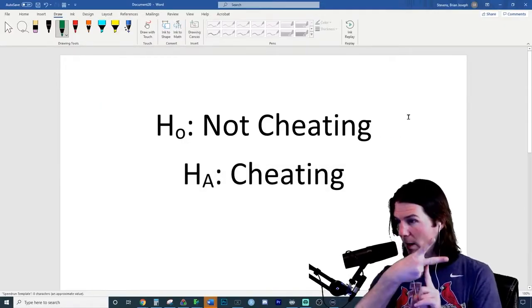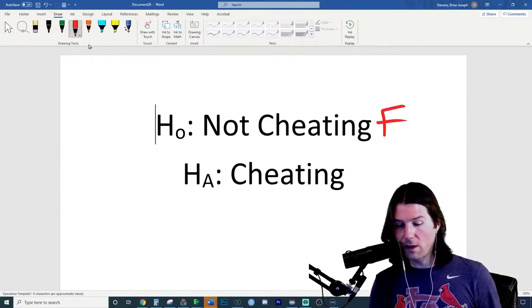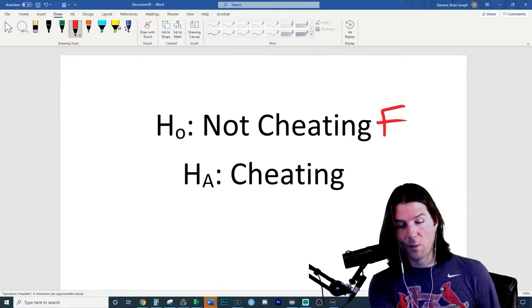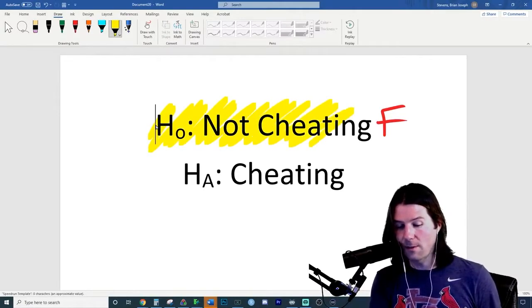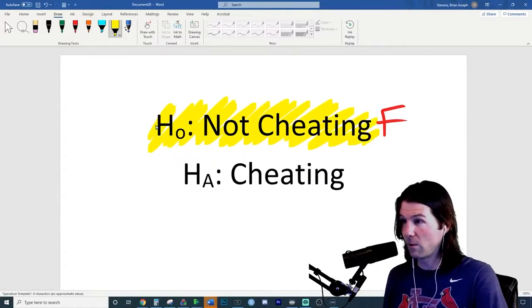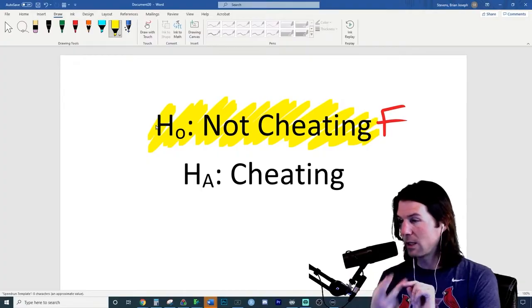In a type 2 error, the null is false. So it is false that they are not cheating. They are actually cheating, but we are going to fail to reject that, and we're going to continue to believe that they are not cheating. So this is when someone would get away with cheating in a type 2 error. In a type 2, the null is false, but we fail to reject it.